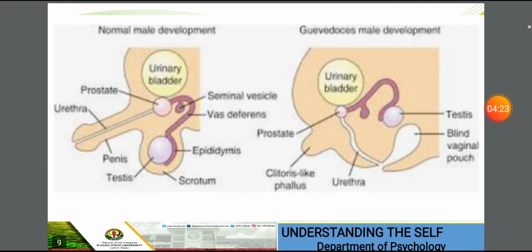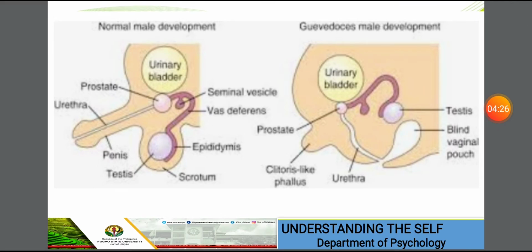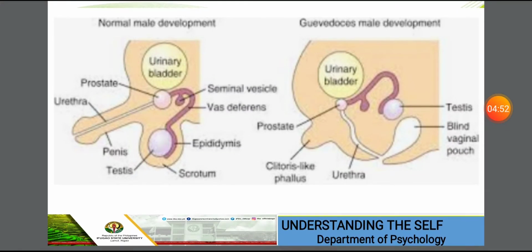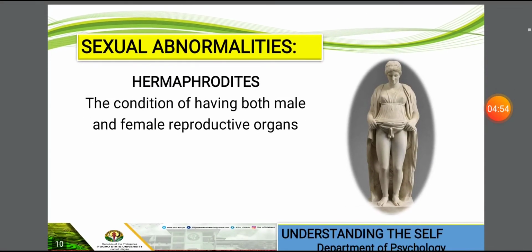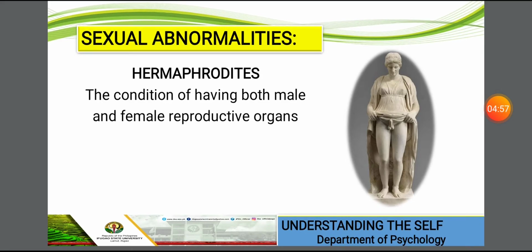So here we could see in illustration number 1 the normal male development. There is a prostate, urethra, penis, testes, scrotum, and the like. While in the abnormal male development, we could say that they have a clitoris-like phallus. They also have a blind vaginal pouch, and they also have testes. So you could see that this abnormal male development has a combination of male and female sexual organs. Another is the hermaphrodites, the condition of having both male and female reproductive organs. Yan po, makikita din natin sa illustration.